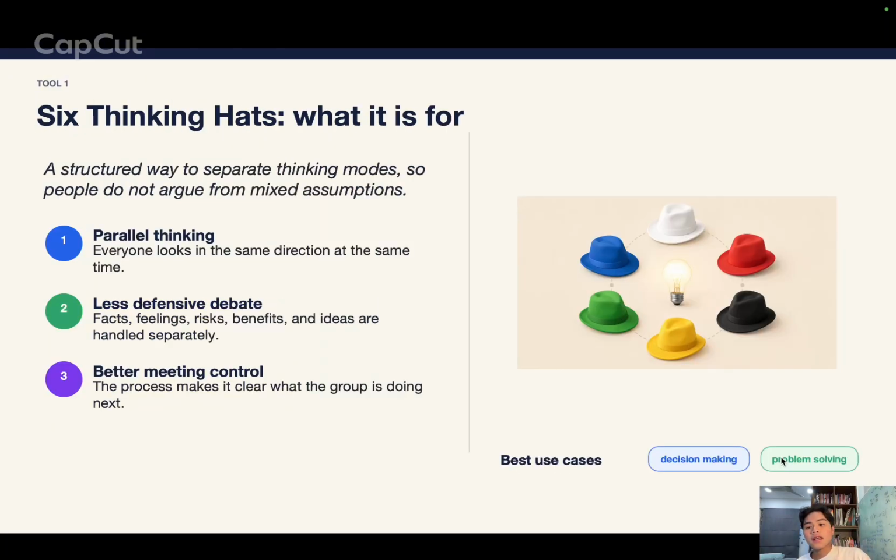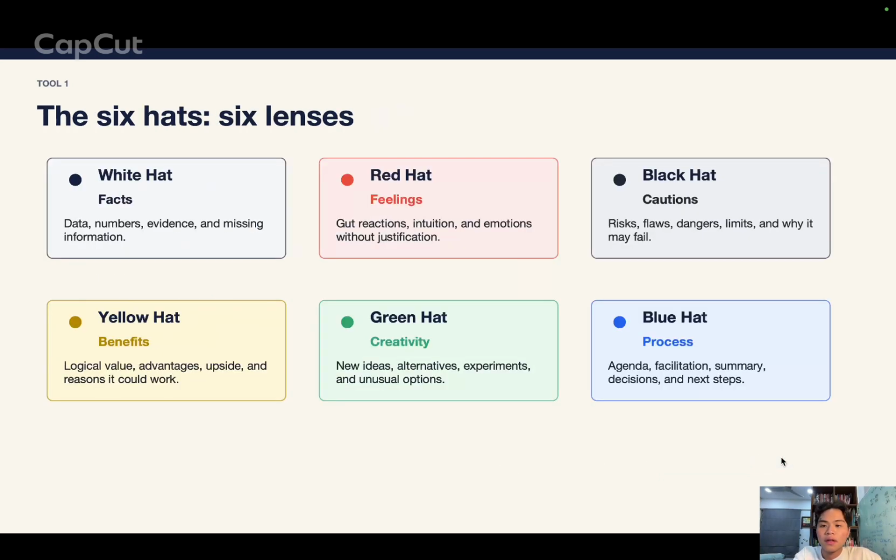So the 6 thinking hats is a way. The key thing here is that people have to think in parallel, meaning that everyone looks in the same direction at the same time. So normally in a meeting, different people may have completely different ways of thinking about a problem, and the results can easily become an argument. So for example, here are the 6 hats. The first one is the white hat.